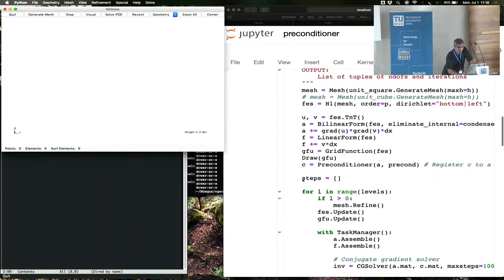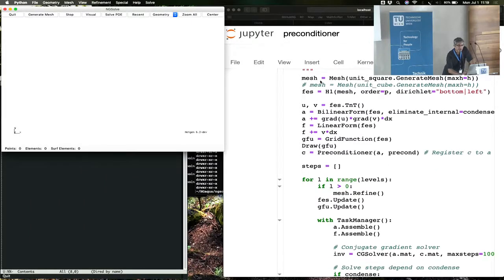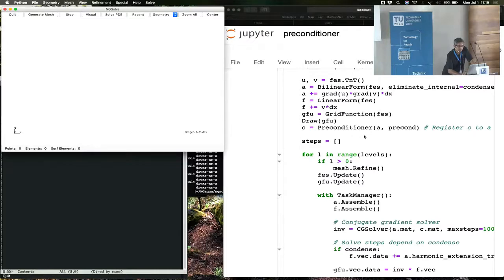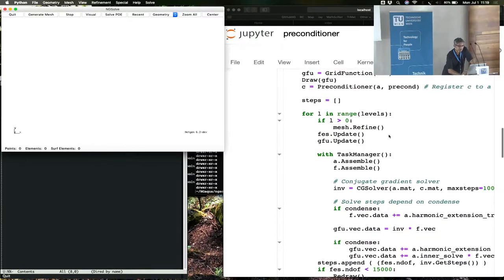So here's a simple code. You have a mesh. You could do 2D or 3D. The rest of the commands are immaterial, whether you're in 2D or 3D. Take the Lagrange space. You have a bilinear form, which is the same old grad U, grad V. You have a linear form with f equals 1. And you have a preconditioner, whatever preconditioner you give as input.